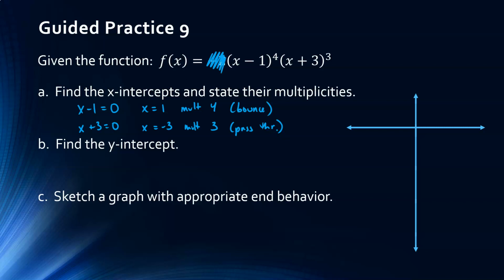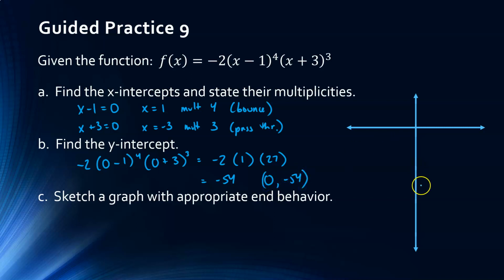Now to find the y-intercept, I'm going to need that negative 2 back. So I'm going to put 0 in there for x. We'd have negative 2 times 0 minus 1 to the 4th times 0 plus 3 cubed. So we'd have negative 2, and negative 1 to the 4th power. Anytime we have a negative to an even exponent, your answer is positive, so it's just going to be a positive 1. And then you'd have 3 cubed, which is 3 times 3 is 9, times 3 is 27. And when you do that, you get negative 54. So the y-intercept's at 0, negative 54.